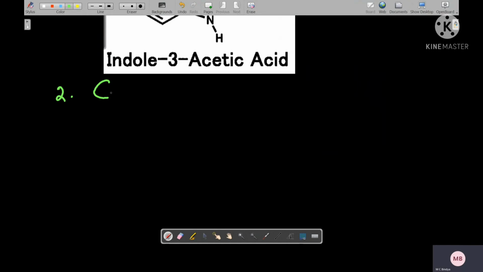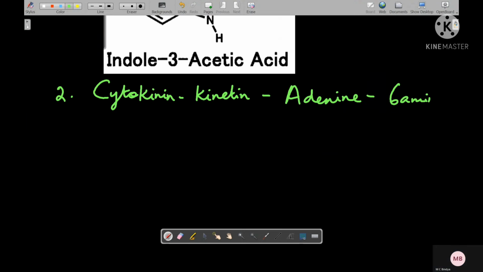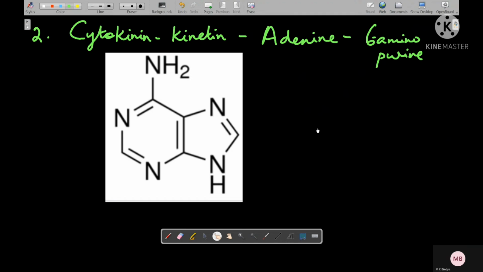The second is cytokinin, also called as kinetin. This phytohormone is derived from adenine. So adenine we have studied as part of nitrogen bases. Like adenine stands for 6-aminopurine. Like this, cytokinin is derived from adenine. So they have two heterocyclic rings with nitrogen and amino groups.